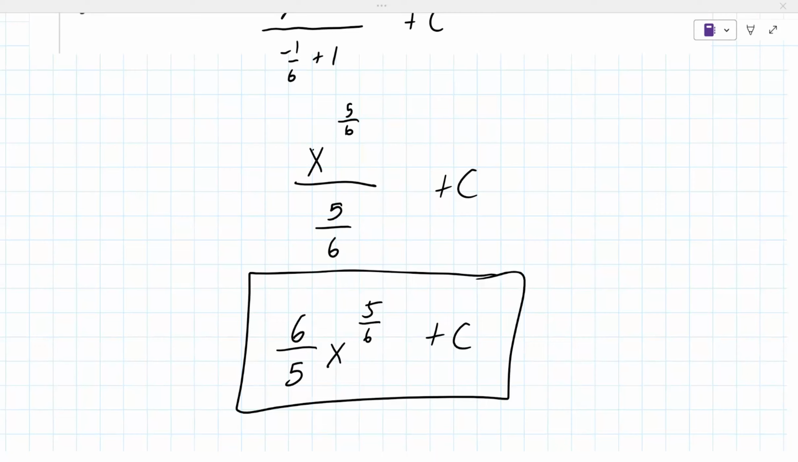Let me know when we can move to 18. Yeah, we can. Okay.